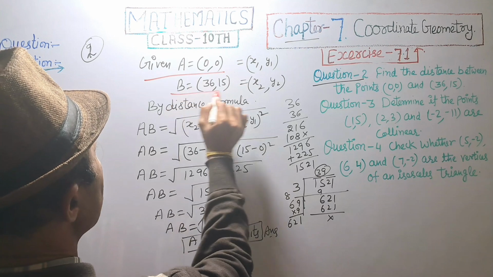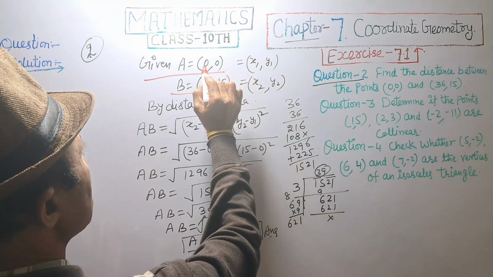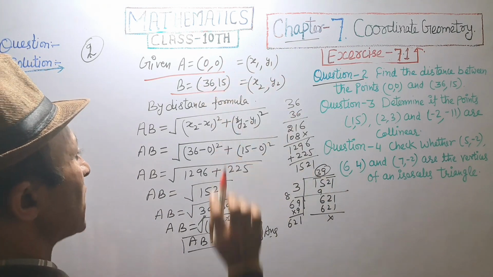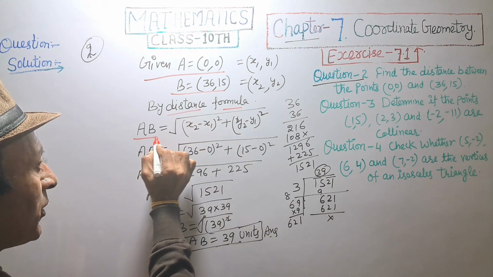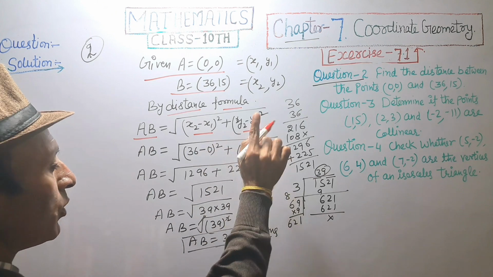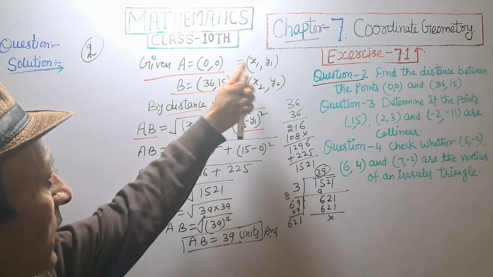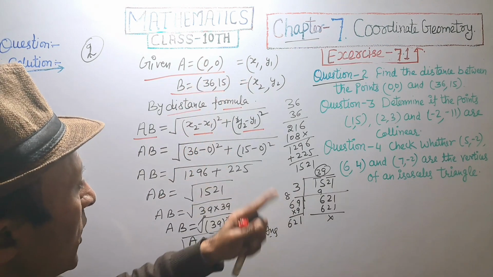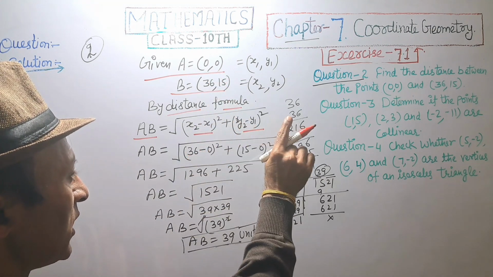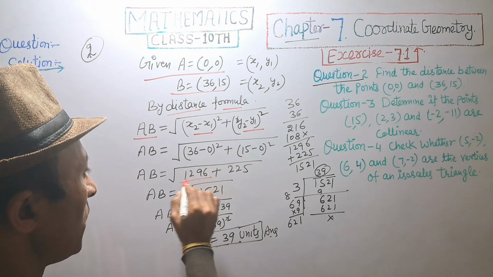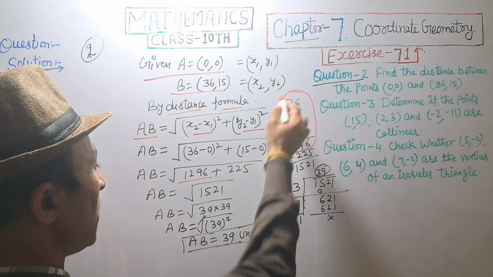Given A is (0, 0), B is (36, 15). x1, y1 is (0, 0), x2, y2 is (36, 15), and using the distance formula, AB is equal to the square root of (x2 minus x1) square plus (y2 minus y1) square. x2 is here 36 minus x1 is 0, so (36 minus 0) square plus (15 minus 0) square. 36 minus 0 is 36. 36 square equal to 1296. 36 multiplied by 36 is 1296.